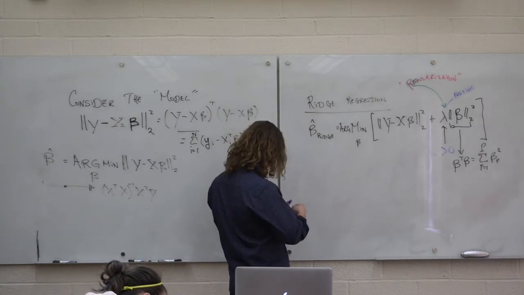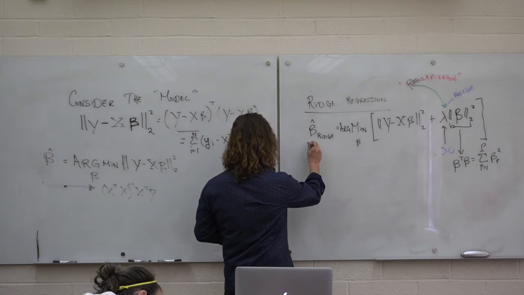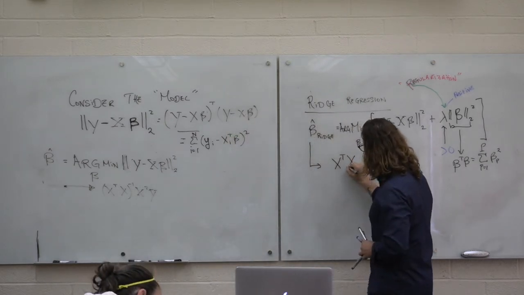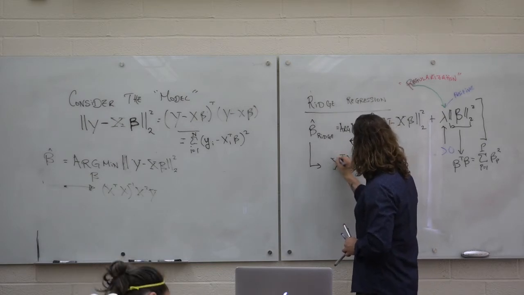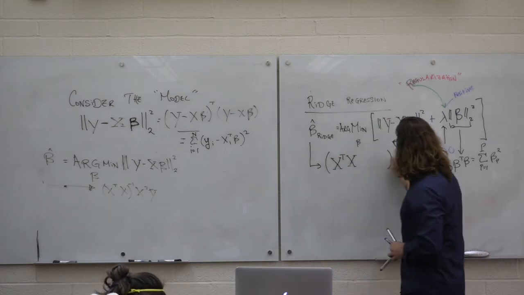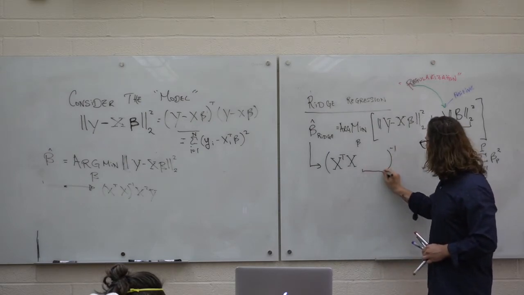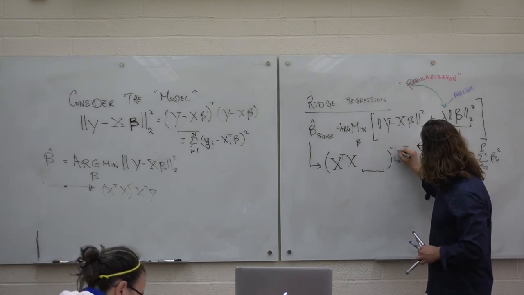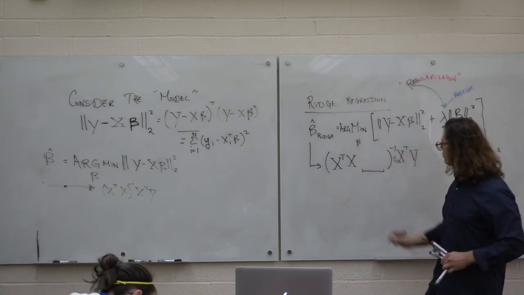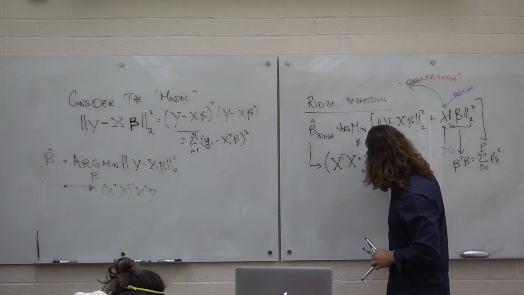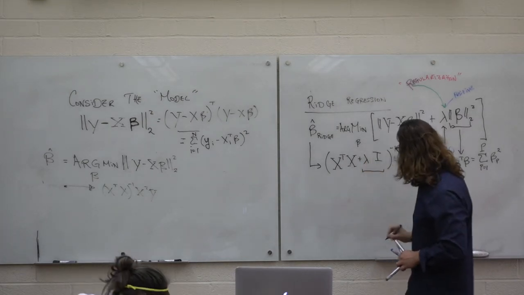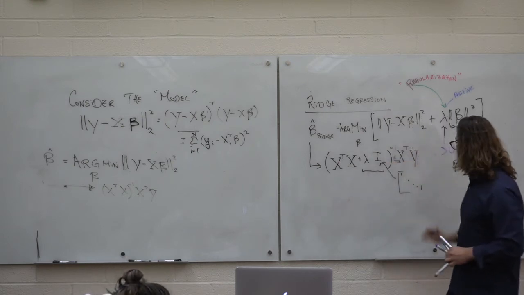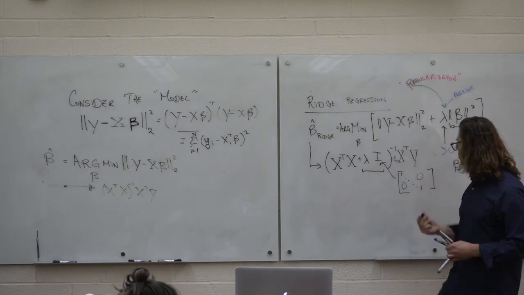And so this solution, I can just write it down for you. It looks like this. X transpose X, not inverse yet, there's something else that's going to go in here, times X transpose Y. And so the extra little term right here is plus lambda times the identity. And the identity is just a diagonal of 1s and everything else 0s.